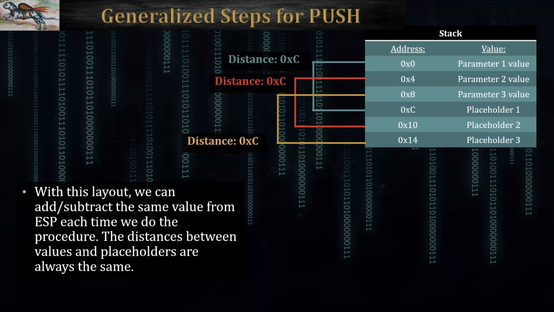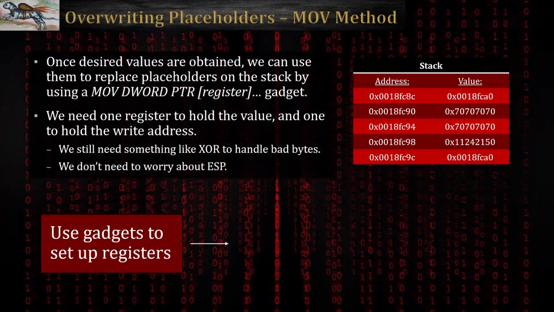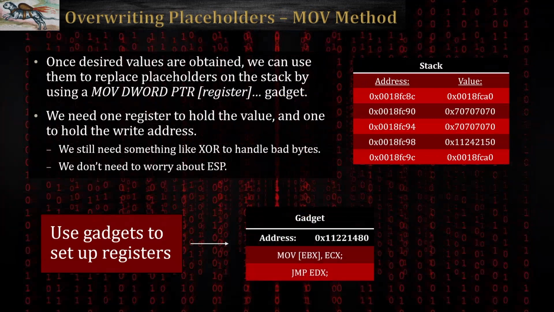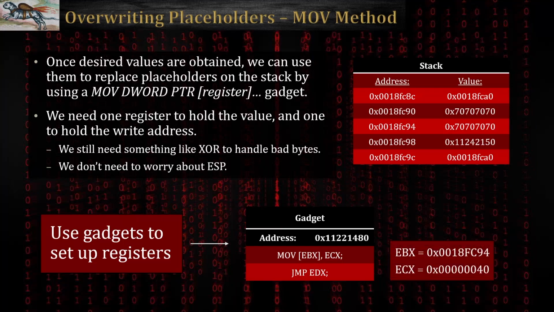and then placeholder 2 is the same distance from parameter 2, and so on. Looking at our move dereference method, once we get our registers set up via our gadgets, we will need to have the first dereference register being the address that we're writing to, and then our second register being the value that we're writing. So here we have EBX set up with the address, and we have ECX set up with our value, and then once we execute this gadget, we will overwrite our parameter.